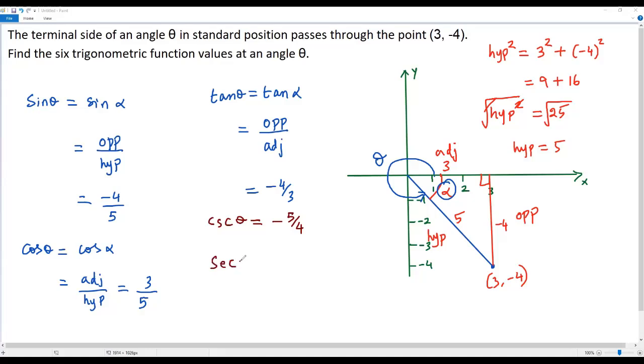For secant theta, I take the reciprocal of cosine, because secant is the reciprocal function of cosine. We already got the value of cosine, 3 over 5, so for secant we have 5 over 3. And for cotangent, we take the reciprocal of tangent, because cotangent is the reciprocal function of tangent. We already got the value of tangent, -4 over 3, so cotangent is -3 over 4. Okay, now I have the values of all 6 trigonometric functions at the angle theta.